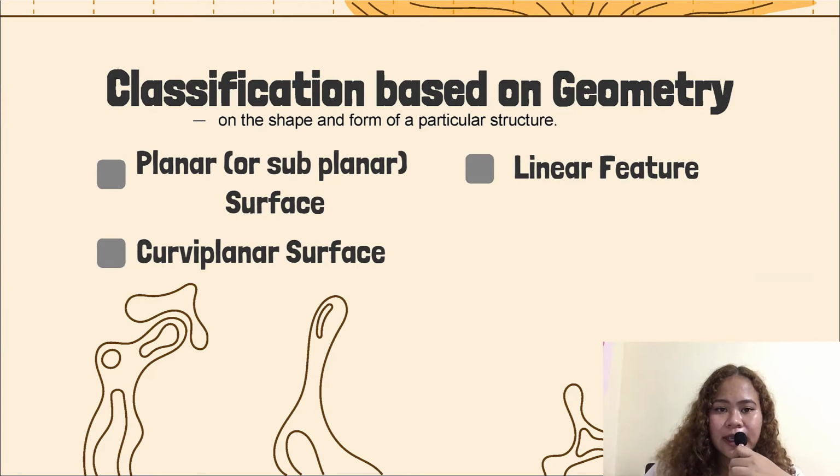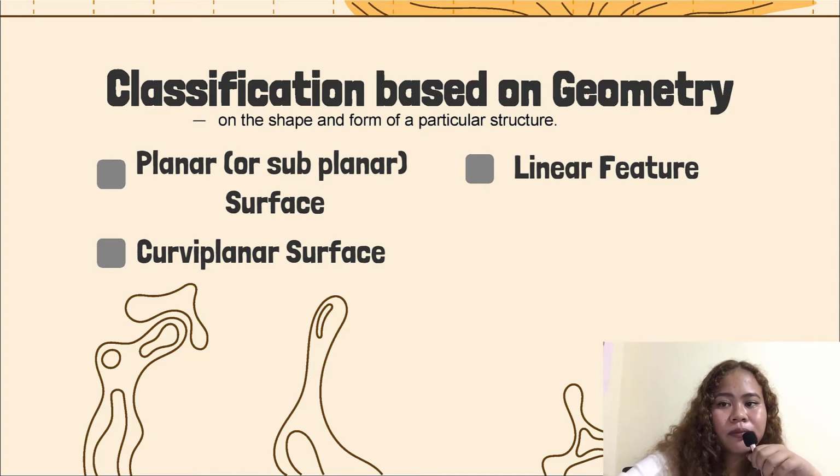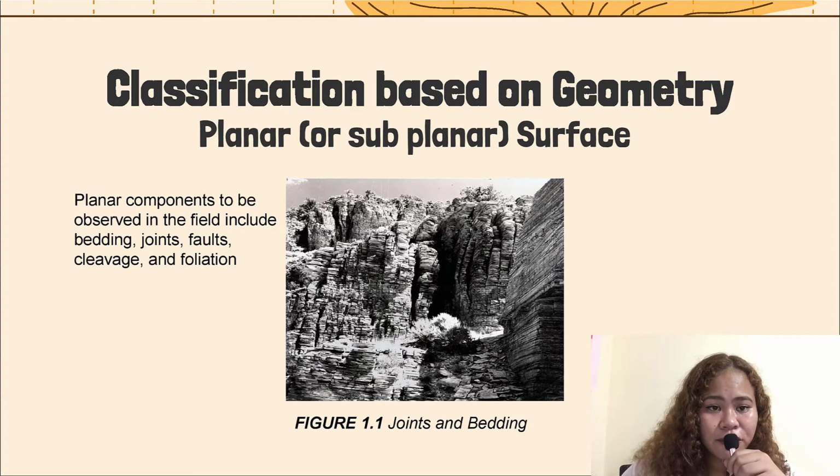The first classification is classification based on geometry. This classification is based on the shape and form of a particular structure. There are three main classifications under this. It is the planar or subplanar surface, curviplanar surface, and the third one is a linear feature. A planar or subplanar surface. The planar components to be observed in the field include bedding, joints, faults, cleavage, and foliation.